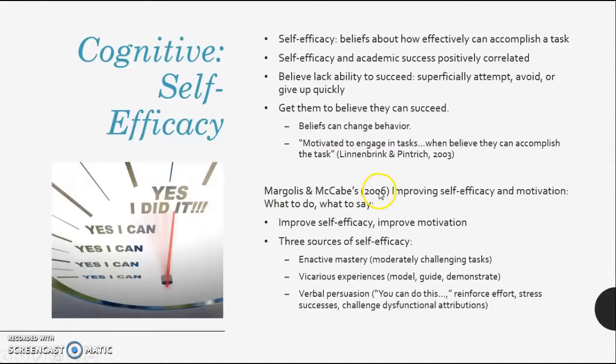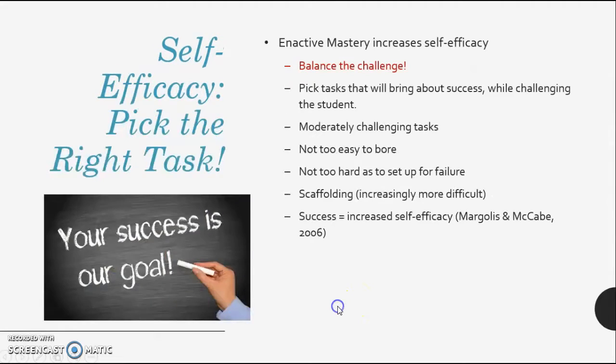In this article called Improving Self-Efficacy and Motivation: What to Do and What to Say, the research found that we can improve motivation by improving self-efficacy. And there are three different sources of self-efficacy: enactive mastery, vicarious experiences, and verbal persuasion. I'm going to explain each of those. Enactive mastery is all about picking the right task, okay? So we need to balance the challenge.